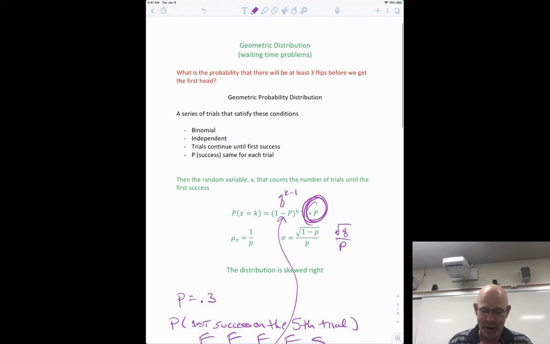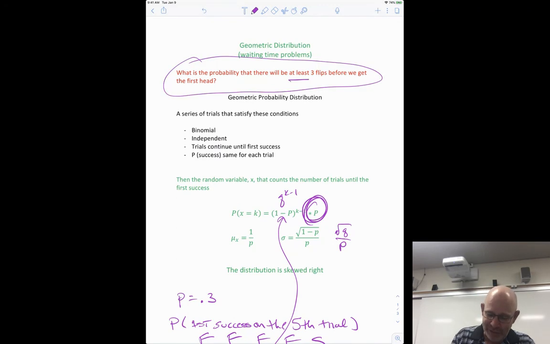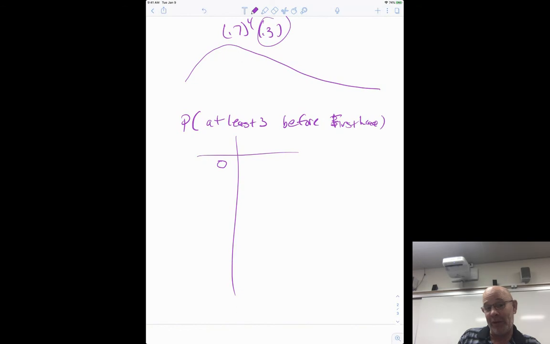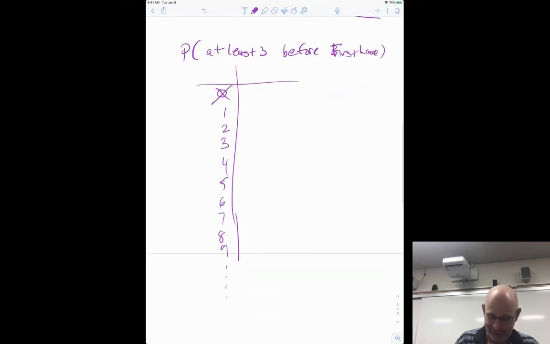So let's go back to the first problem, because this is a little bit different. What's the probability of at least 3 flips before we get the first head? Probability of at least 3. So I'm going to do what we've done before. This time there's no 0, by the way. You can't have 0 successes. Remember, you can have 0 successes in the binomial, but this is the number of tries until we get the first success. So 0 is not going to happen. 1, 2, 3, 4, 5, 6, 7, 8, 9, and so on. This theoretically can go on indefinitely. At some point, the probabilities are going to be really, really small, basically 0.